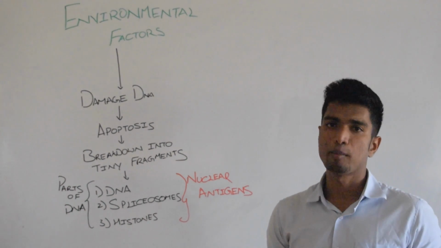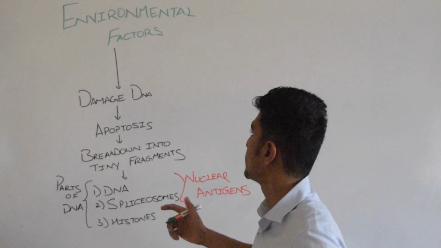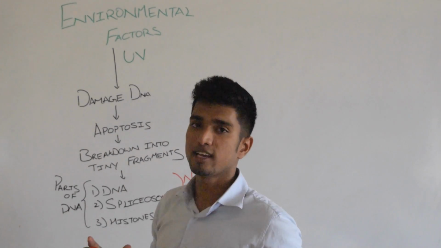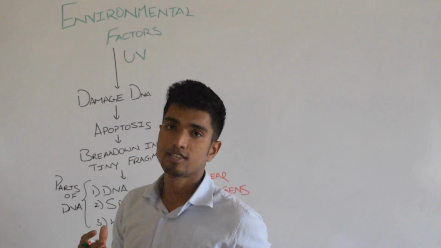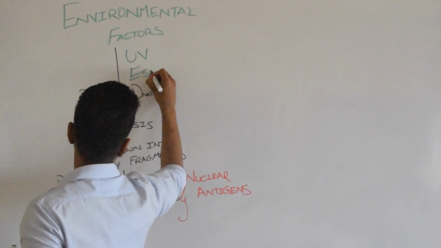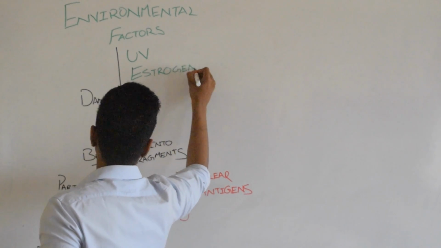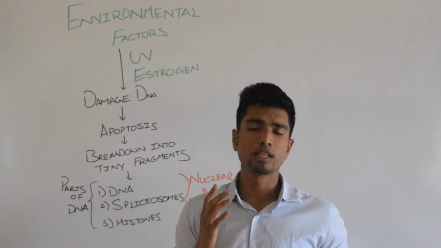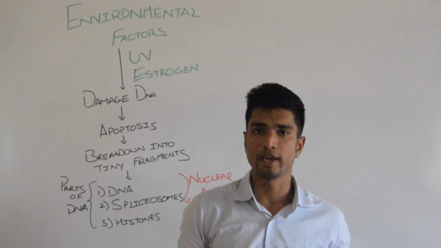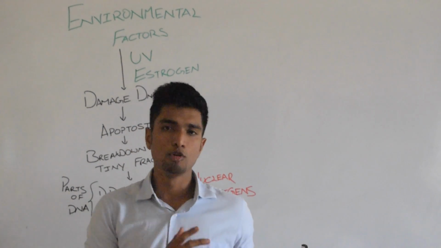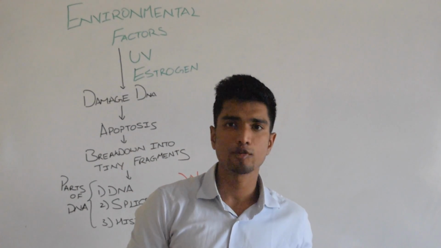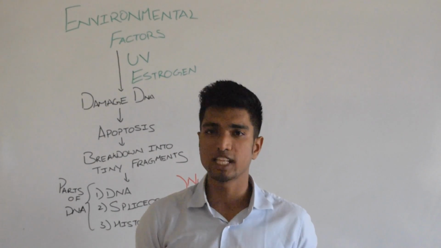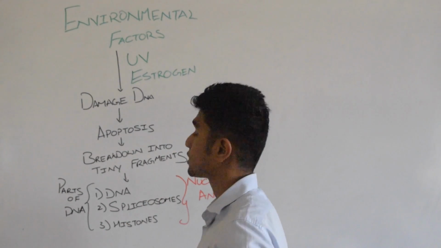So let's see what the environmental factors are. First one being the UV radiations. Approximately 70% of the SLE flares is caused by UV radiations. Second is estrogen. As you know, SLE is really common in women, and it's much more common in reproductive age groups. So hence the ratio between women to men in the reproductive age group is 10:1, whereas the non-reproductive age group is just 2:1. Hence we know estrogen is an important factor.